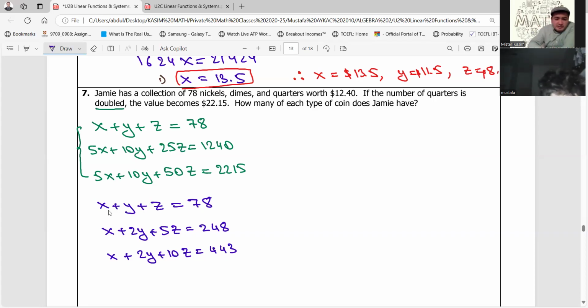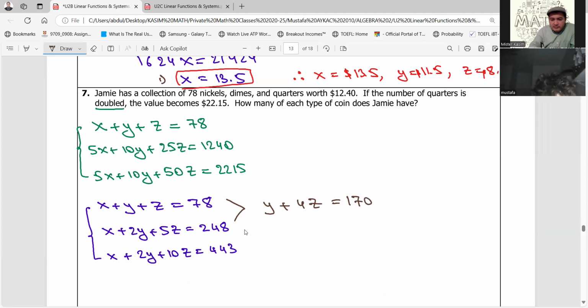But here in this system, which one is easiest to be eliminated? It is x, right? So let's eliminate x. You see here, if you eliminate x, x minus x is 0, 2y minus y is y, 5z minus z is 4z, right? And 248 minus 78 is equal to 170.